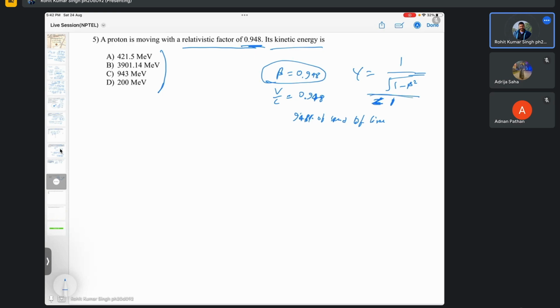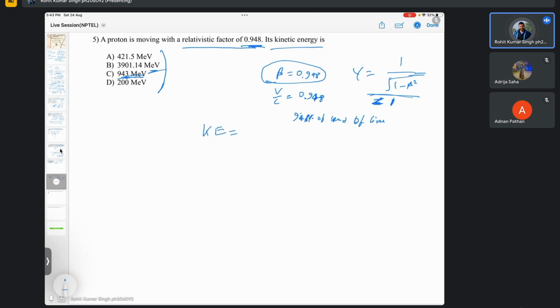Okay, so can you make a guess? What should be the answer? At 94% of the speed of light, 943 MeV is very close to the rest mass energy of the proton, right? So it should be more than this. So I will guess this option is correct. You can try to calculate it.